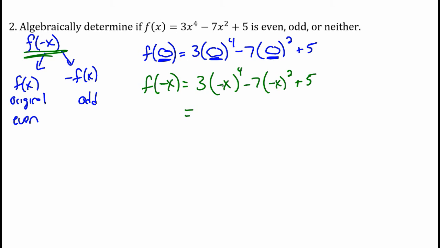Well, if I take negative 1 and raise it to the 4th power, you can use your calculator. Negative 1 times negative 1 times negative 1 times negative 1 is going to be positive 1. So this is just 3x to the 4th. Minus 7, well, what's something negative squared? Negative 2 squared becomes positive. So negative 1 squared, that negative there becomes squared, so it's x squared plus 5.